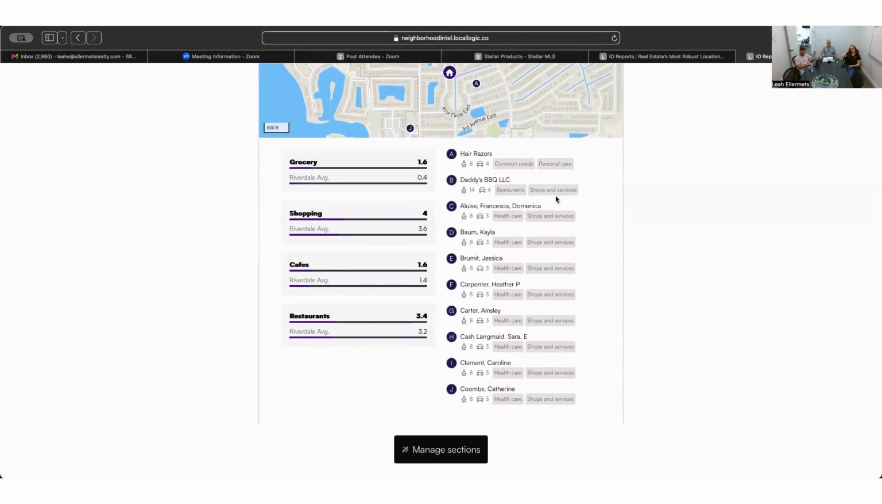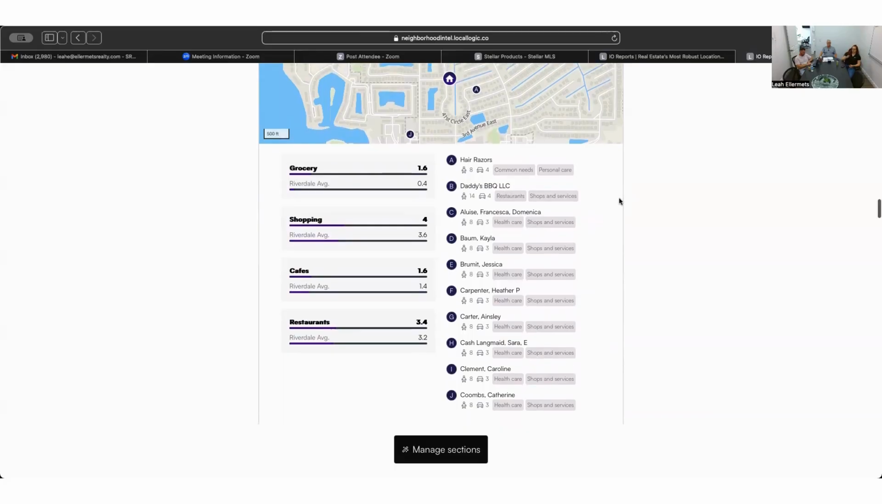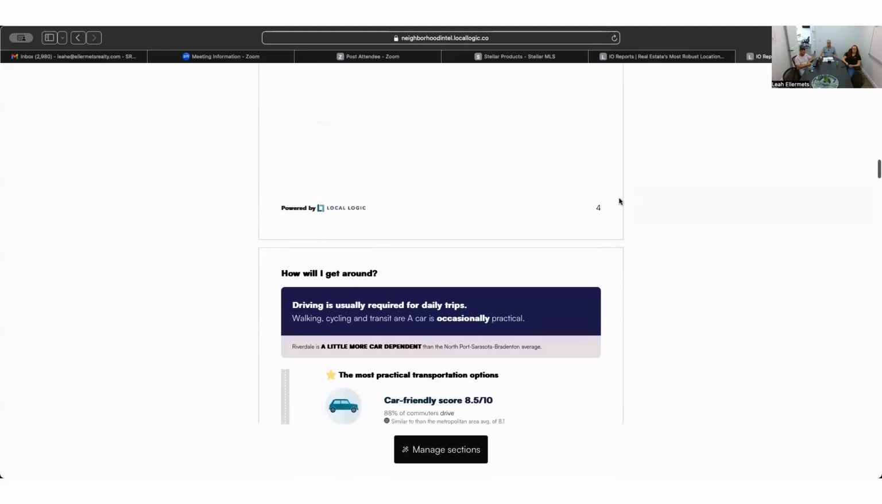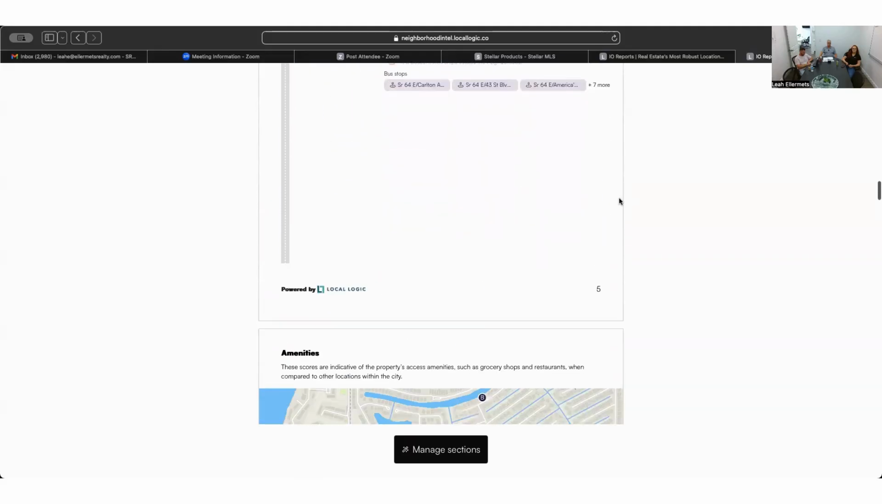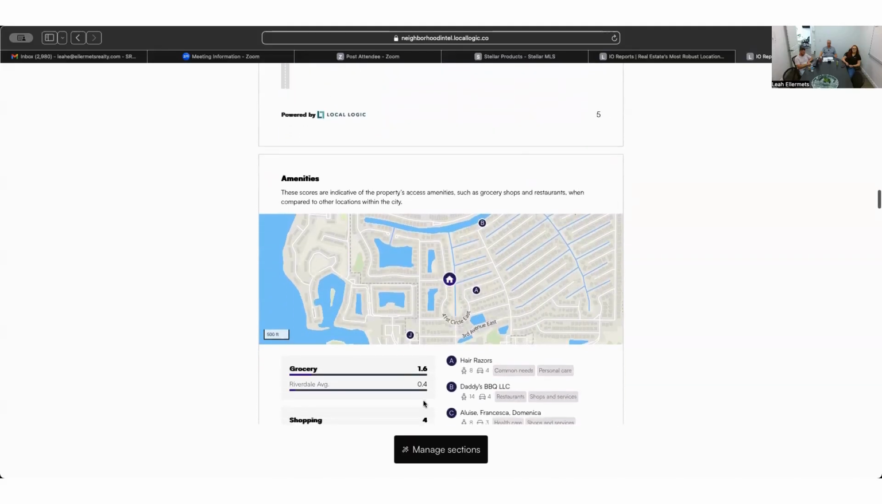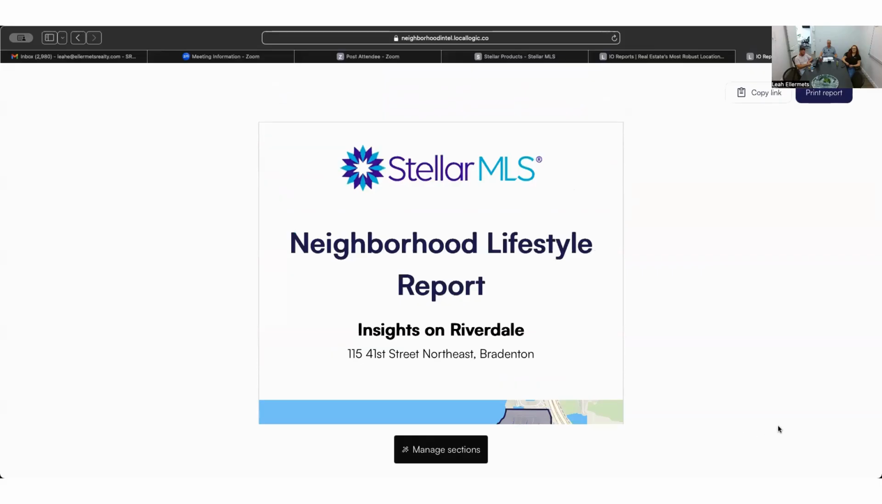But shops and services, maybe it'll show us restaurants. Go to manage sections. But you're not wrong. Where's manage sections? I gotcha. Sorry, it was hiding behind this.